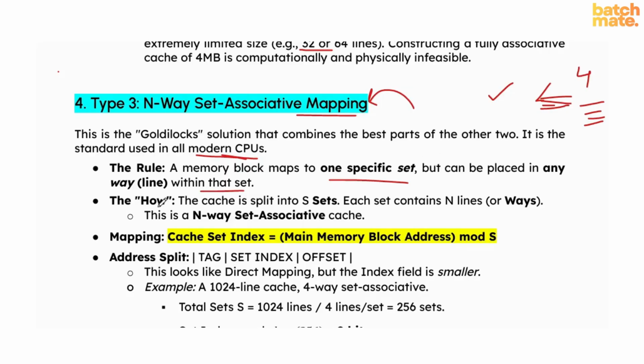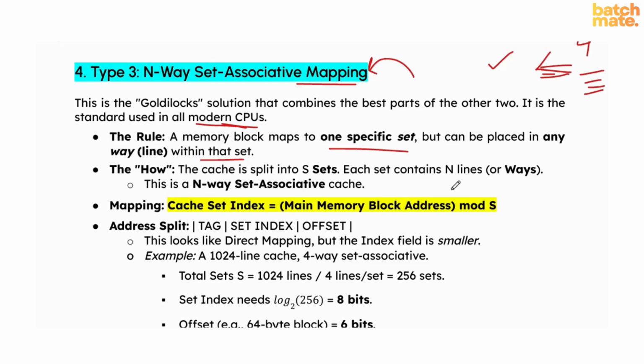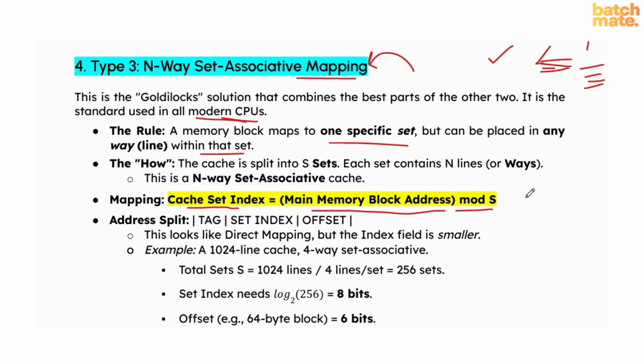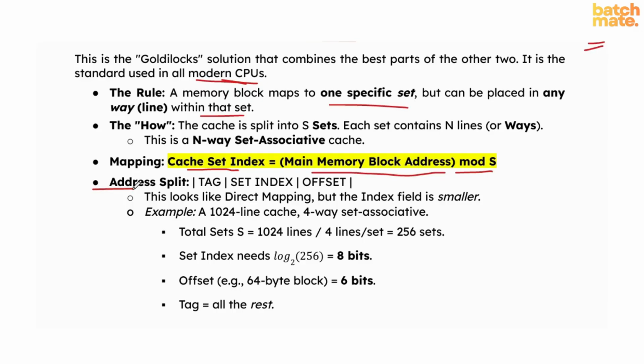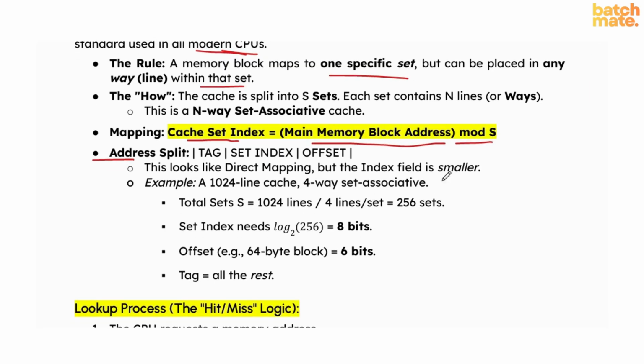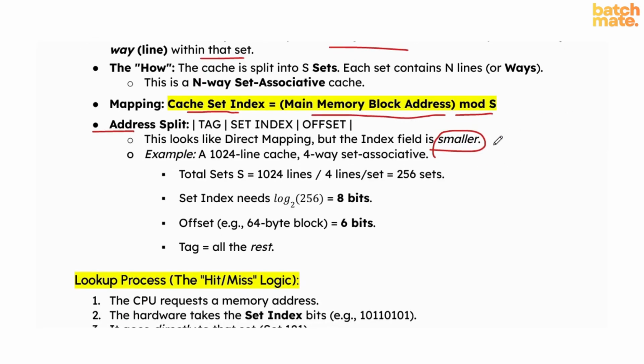Now, how do we find the right set? We use the modulo operator again, but this time on the sets, not the lines. Cache set index is equal to main memory block address mod s, where s is the total number of sets in the cache. Now, look at how the hardware slices the address. This is the perfect hybrid. Here, offset still finds the byte, and here, set index is smaller than the direct mapping index. It points us to the specific set and tag checks if the block is actually the one we want.